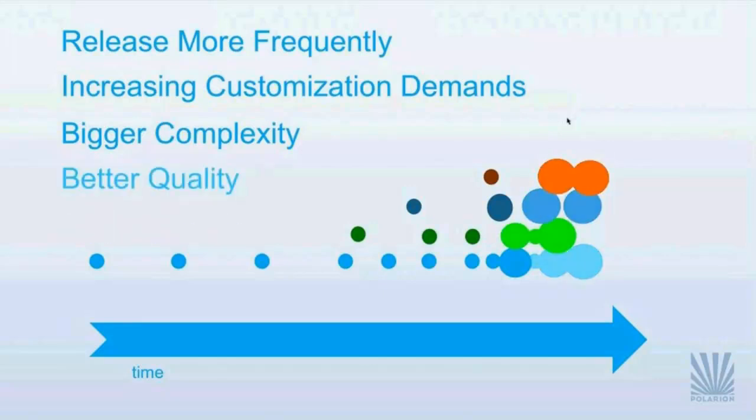Release more frequently, more variants, with bigger complexity, but at the same time, we see that customers do not tolerate any issues with product quality. They simply expect the software to be as good as any kind of hardware product. They don't differentiate between a coffee machine and a software application. They simply expect those applications to be bug-free.